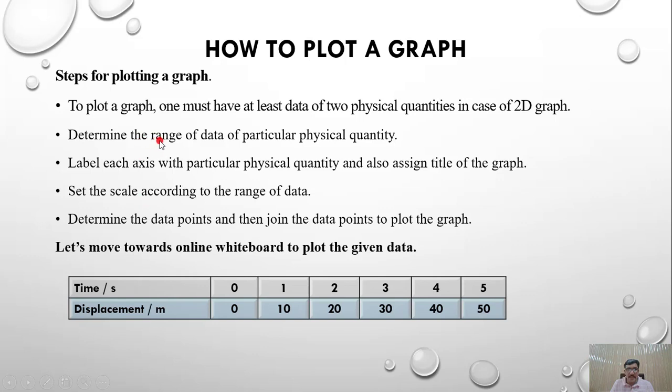After that, I must know the range of data for each physical quantity. The range of data is also given here. For time, the maximum is 5 and the minimum is 0, so the total range of time is 5. For displacement, I have a range from 0 to 50. After that, I will plot two axes, one vertical and the other horizontal. Then I will label each axis with these physical quantities. And here I will tell you one point. Let's move towards the whiteboard first.